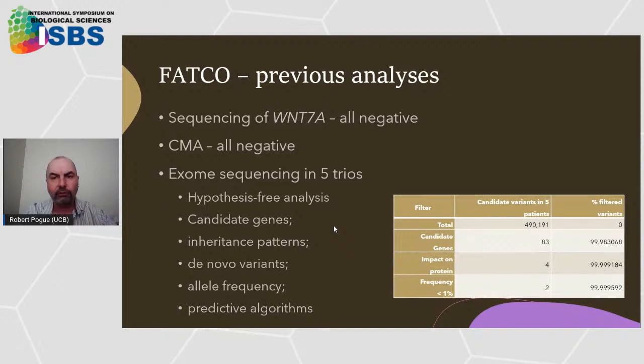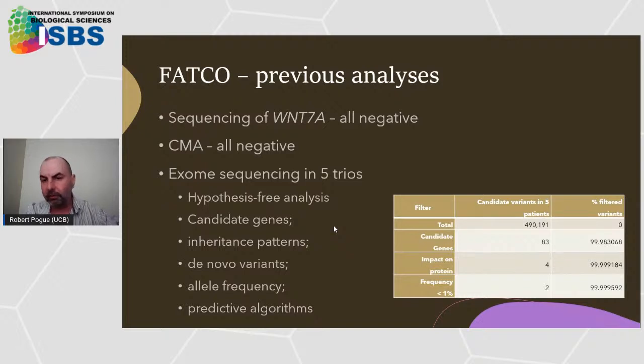We also looked at candidate genes, focusing on genes that are already associated with skeletal diseases. We discussed some possible inheritance patterns. Because the inheritance pattern is unknown, there have been suggestions of X-linked inheritance, of autosomal dominant with new mutations, of autosomal recessive inheritance, and so we considered all of these possibilities.